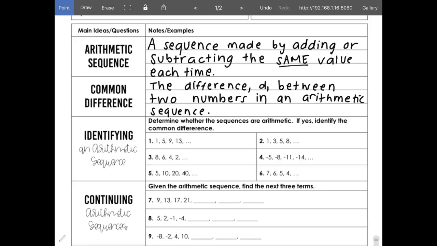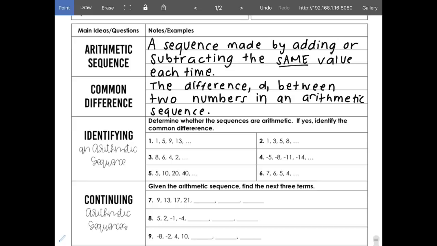A common difference is the difference between two numbers in an arithmetic sequence, which is labeled D in our formula, which we're going to get to in a little bit. So make sure you know that the common difference is labeled D. We're just going to practice first. You can pause the video if you need to finish writing down those definitions.